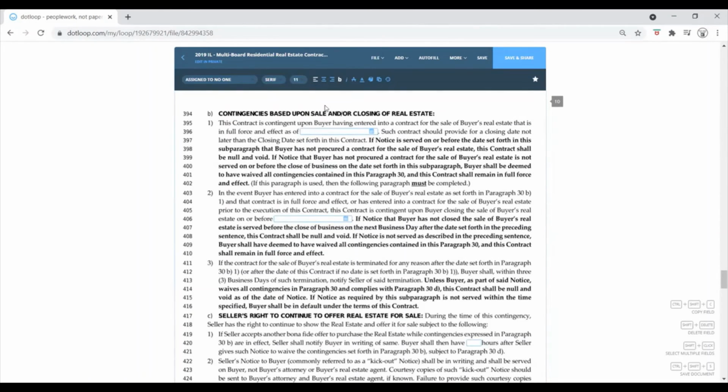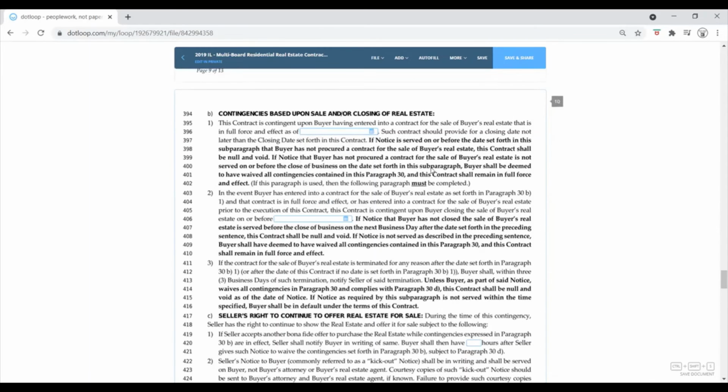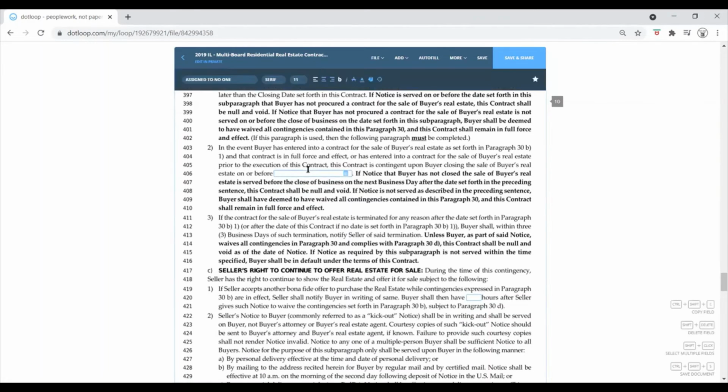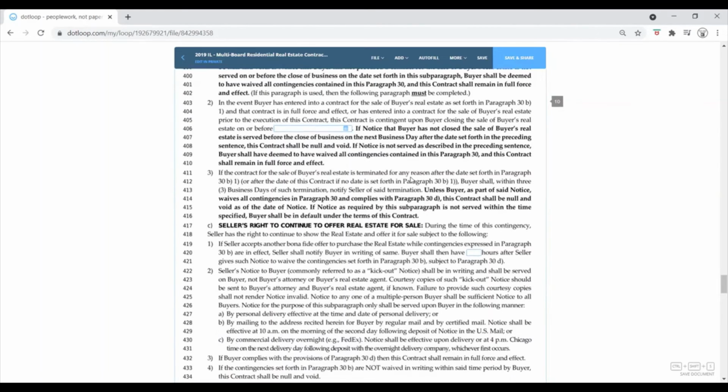Contingencies based upon sale or closing of real estate. So this contract is contingent upon buyer having entered into a contract for the sale of buyer's real estate that is in full force and effect as of this date. So this date you would put as an end-all date for saying, hey, we want you to sell your house by this time. It needs to be under contract. It needs to close by this time. Okay, so you have under contract and you have close.